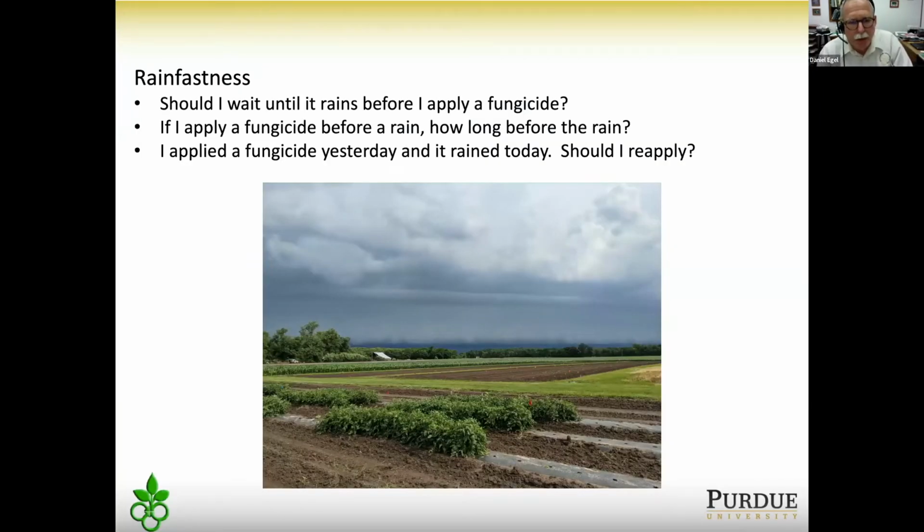So in going around Indiana, these are three of the most common questions that I get. The first question, and we'll try to answer these questions today: should I wait until it rains before I apply a fungicide? In other words, a rain is predicted for this afternoon or tomorrow. Should I wait until after that rain before I apply a fungicide, or should I apply it before? The second related question then is, if I apply a fungicide before rain, how long before the rain is safe? An hour, 2 hours, 12 hours? Third question is, I applied a fungicide yesterday and it rained today. Should I reapply that fungicide?